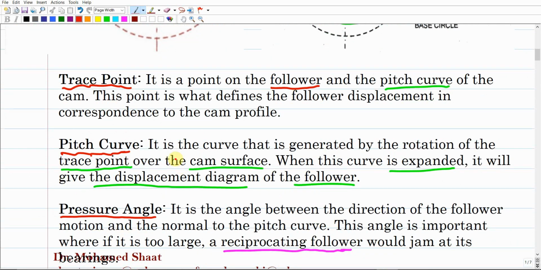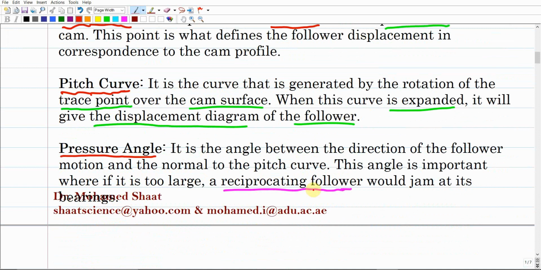Make sense? So as this trace point is generated or rotates over the cam surface or cam profile, we're going to end up with the pitch curve. And the key idea of this pitch curve, why it is important, is that as I mentioned, when we expand this curve, it should give us the displacement diagram of the follower that was generated before.